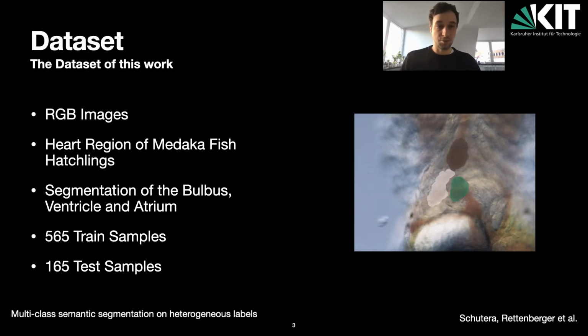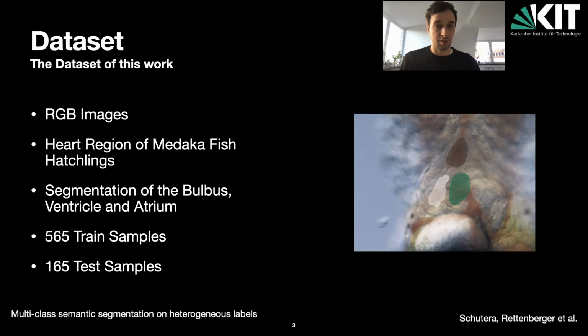In this work, we use images of medaka hatchlings. This is a type of fish which is see-through, which makes non-invasive studies regarding the internal organs and the whole circulatory system practical. Each sample is an RGB image capturing the heart region from a constant ventral view. In each sample, all three heart chambers of the fish are visible.